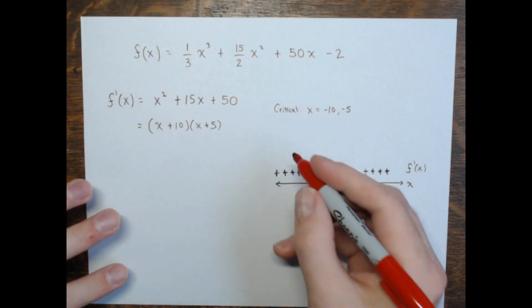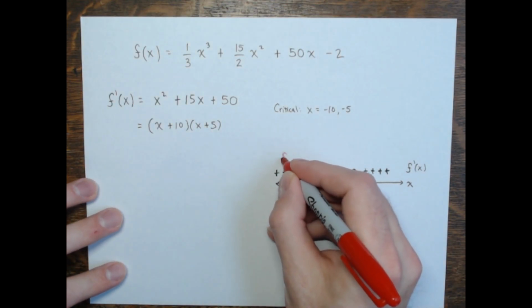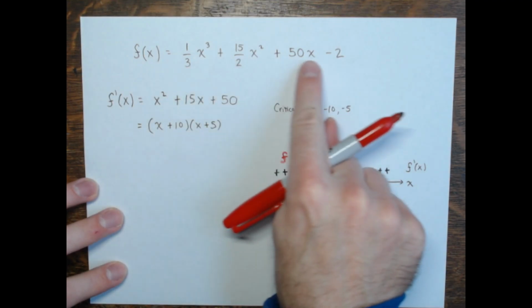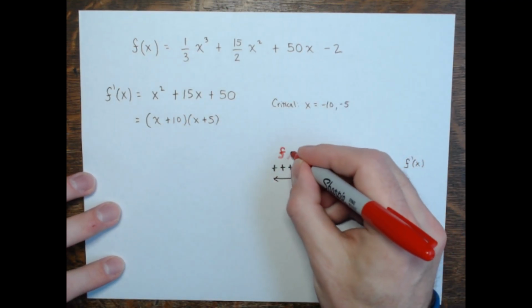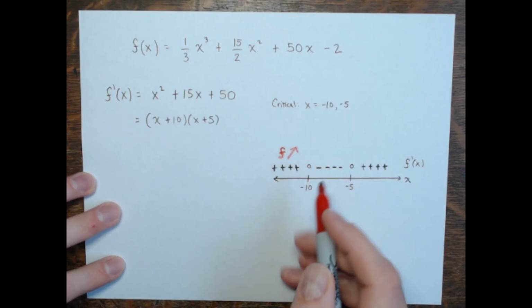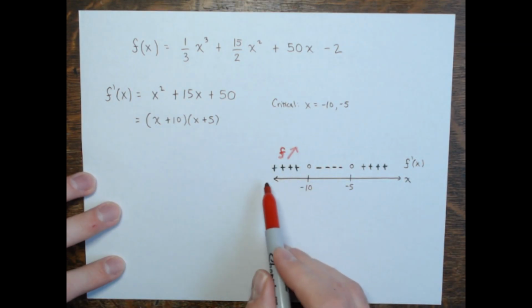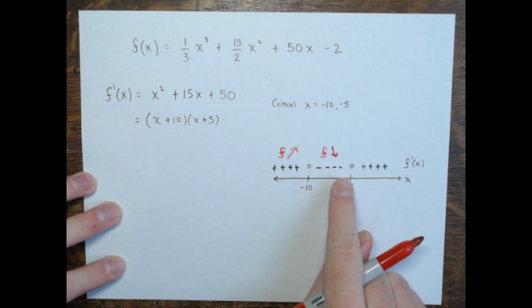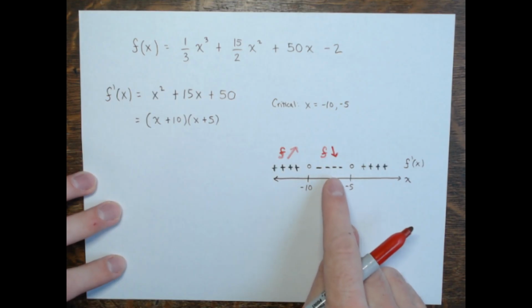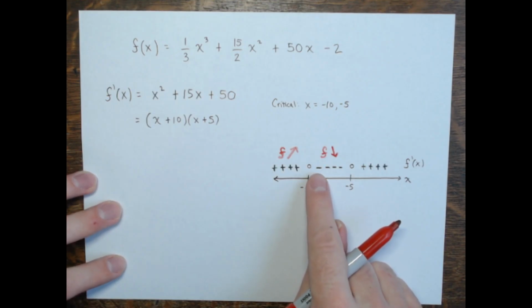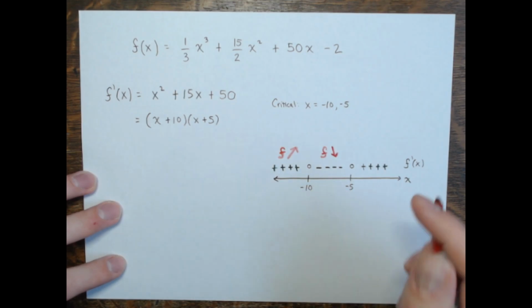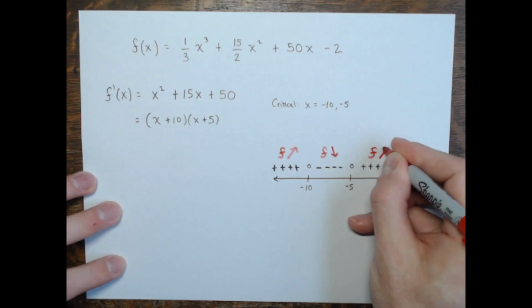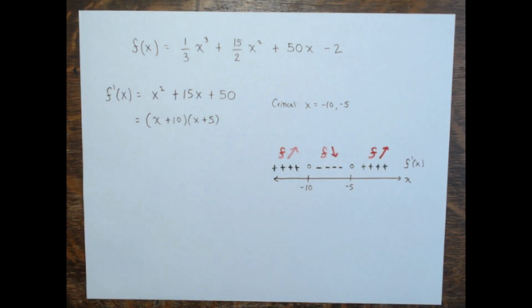So the original cubic polynomial function f will be increasing on the interval from negative infinity to negative 10. It'll be decreasing, which is what we're asked for, where is it decreasing and concave down? We'll figure that out in a second. But it should be decreasing between negative 10 and negative 5, and then increasing once more to the right of negative 5, from negative 5 to infinity.